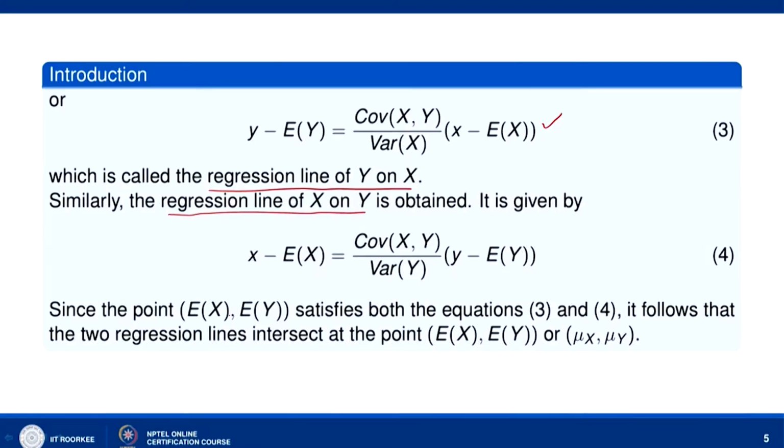Now, the point Ex, Ey satisfies both equations 3 and 4. If you put the point Ex, Ey in this equation, you see Ey minus Ey equal to 0, Ex minus Ex equal to 0. So, 0 equal to 0. So, Ex, Ey satisfies this equation. Similarly, here Ex, Ey satisfies this equation, and therefore it follows that the two regression lines intersect at the point Ex, Ey, also denoted by mu x, mu y. So, they meet at the point mu x, mu y.